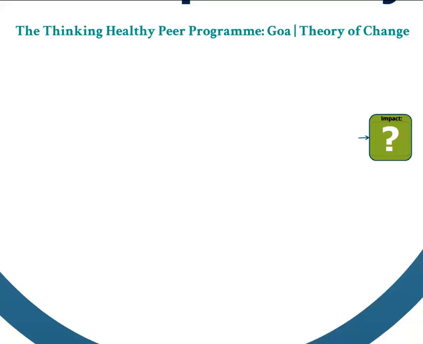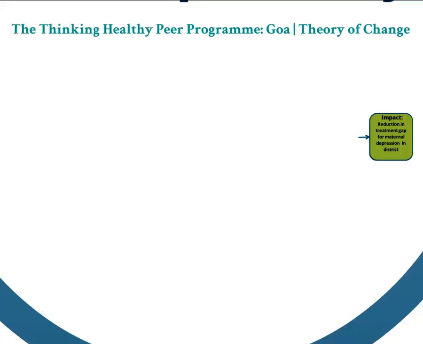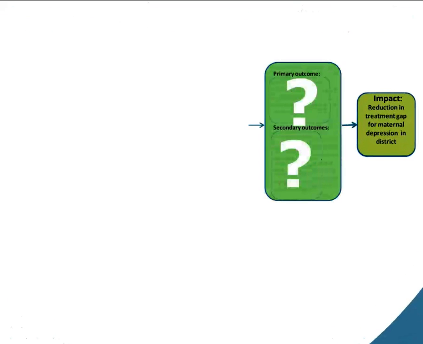So hopefully you've had a think about what the impact is, and hopefully you've come up with something similar, which is a reduction in the treatment gap for maternal depression. If you remember back to the context, there's very little treatment and there's a very high burden. So reducing the burden of depression, reducing the treatment gap is the impact for this particular project. Now we can work back through the causal pathway.